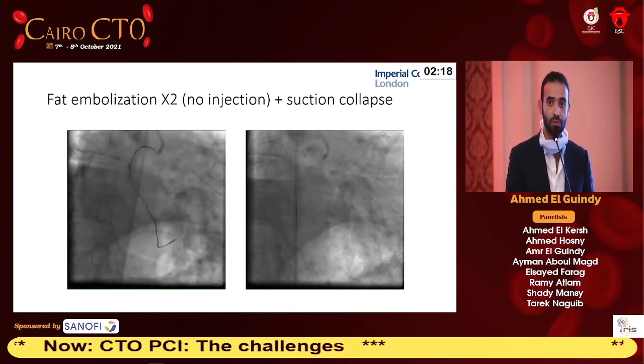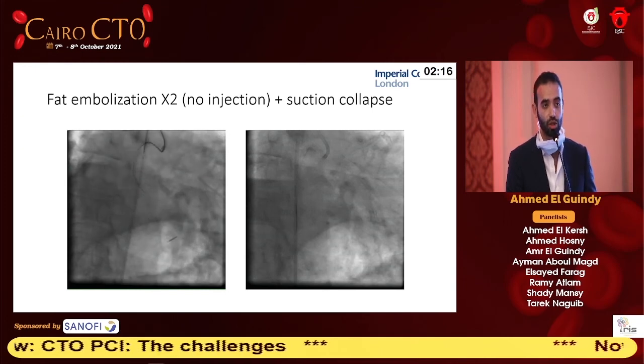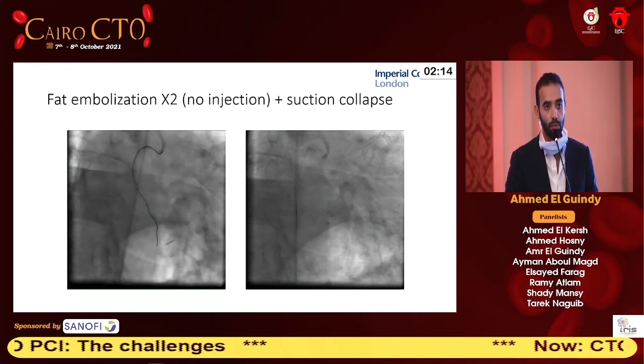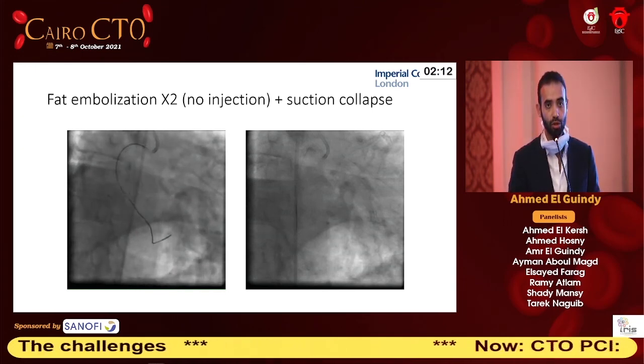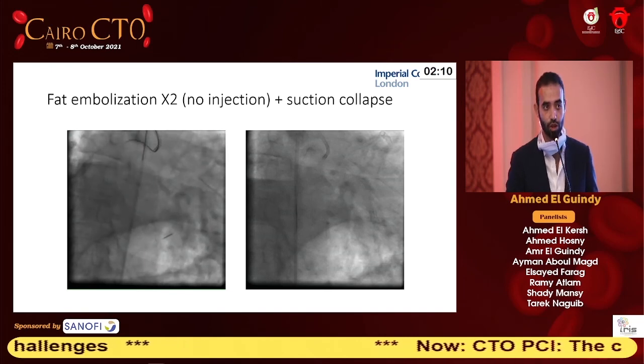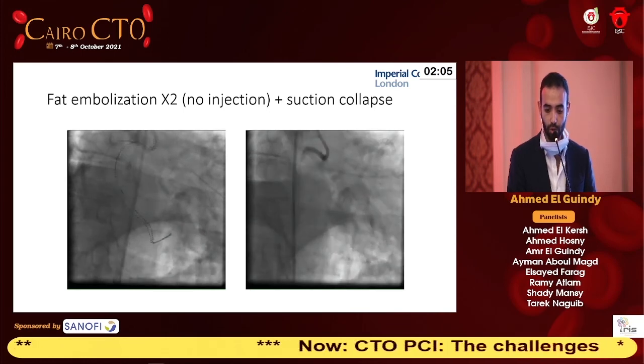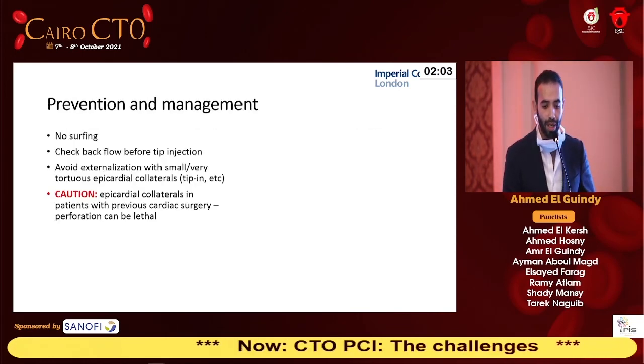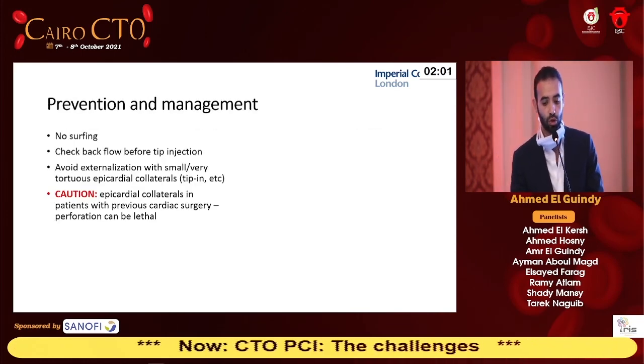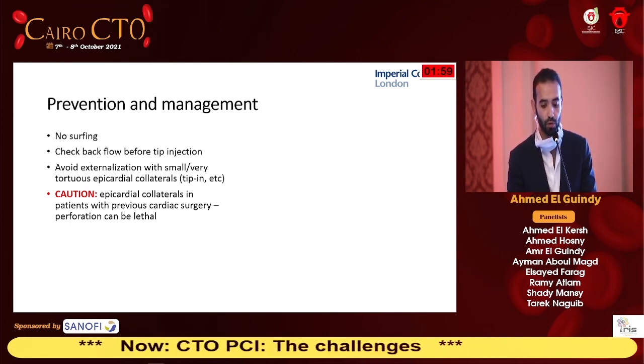And one useful trick to use is a suction collapse, where you just hook up the microcatheter to an endoflator and apply negative pressure. That occasionally leads to collapse of the bleeding epicardial altogether. So with epicardials, we don't surf. We always check backflow before tip injection.